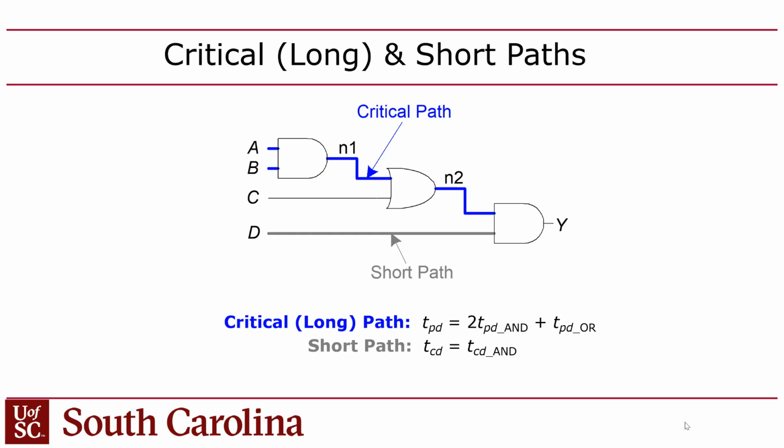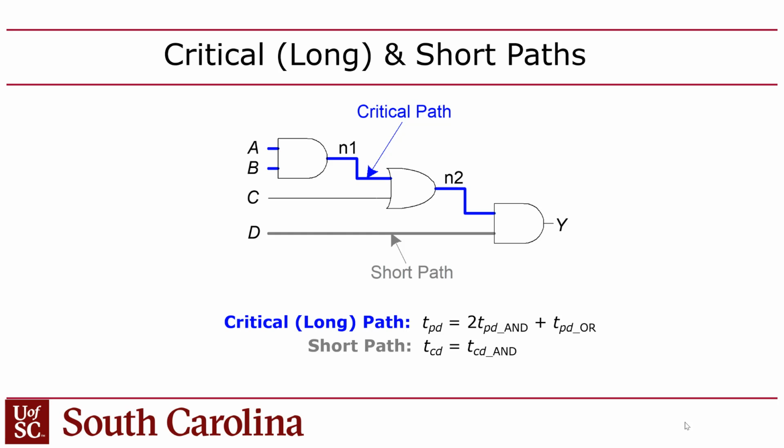And the shortest path is from D to Y, right? So the shortest amount of time, the contamination delay for the entire circuit, is going to be the contamination delay for just this gate, right? So every gate has a contamination delay and a propagation delay, and then the whole circuit can have a contamination delay and a propagation delay.